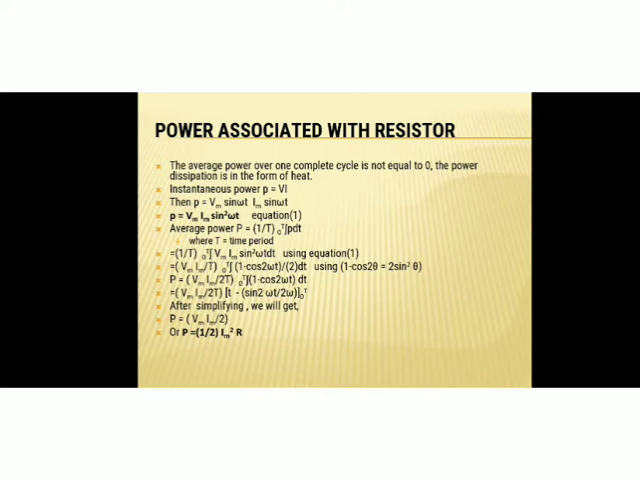Now what is the power associated with the resistor? See, the average power over one complete cycle is not 0. You may think since the current and voltage over one complete cycle is 0, average power can also be 0, but it is not equal to 0. Why? Because power dissipation is in the form of heat.